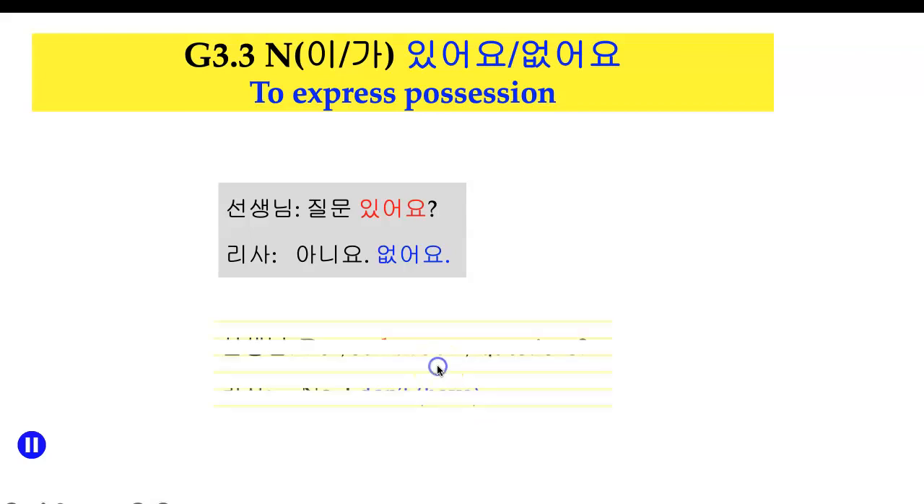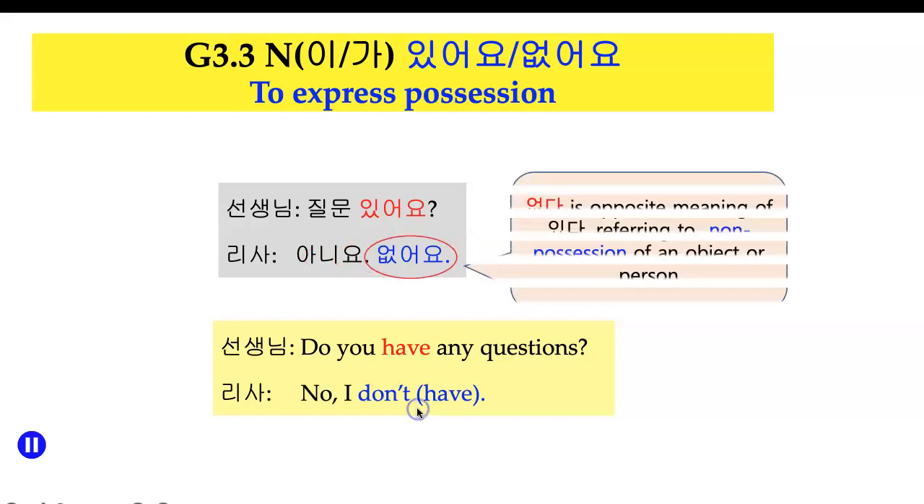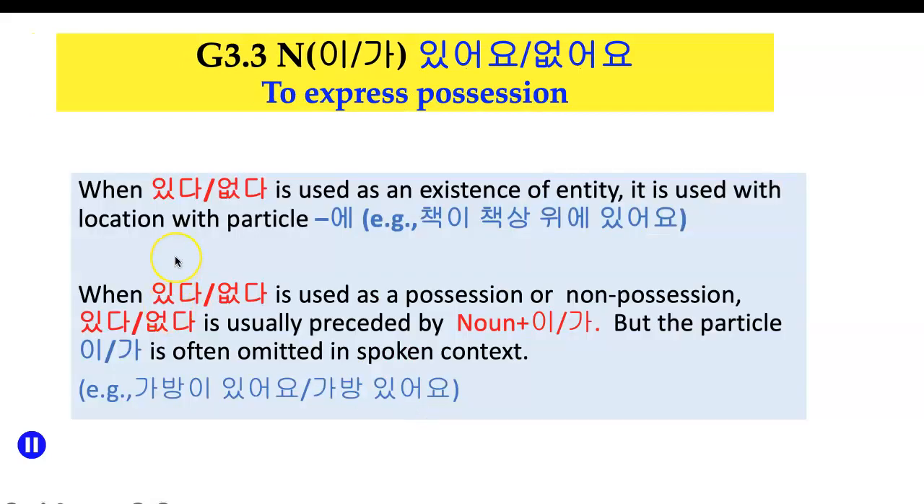질문 있어요? Do you have any questions? This indicates possession. 아니요, 없어요. I don't have one. That also expresses possession. Normally, when 있다 or 없다 is used for existence of an entity, it is used with a location with the particle 에. That's a strategy you can use to differentiate. 책이 책상 위에 있어요. The book is on the desk.